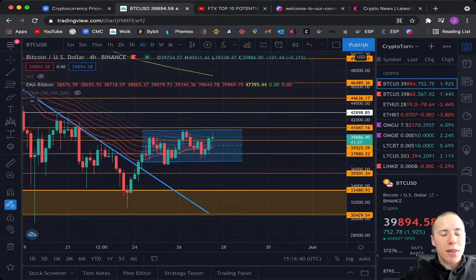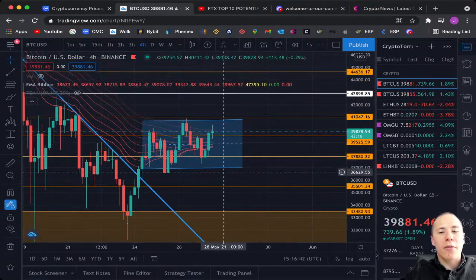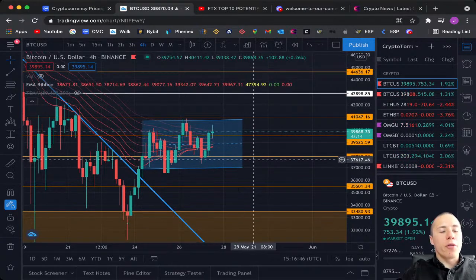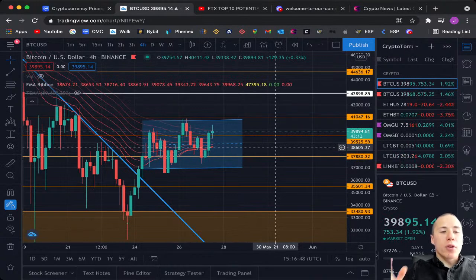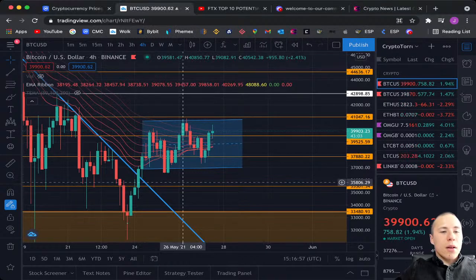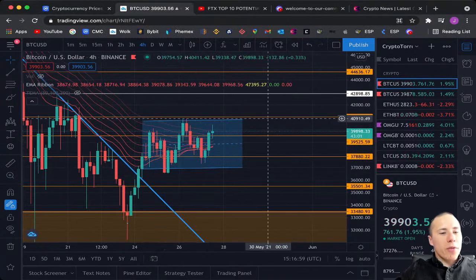And what I personally think is, if the EMA Ribbon will have a momentum switch when the longs take over the shorts, we will see a huge momentum towards the upside getting created. So perfect, this will be a perfect move towards the upside.